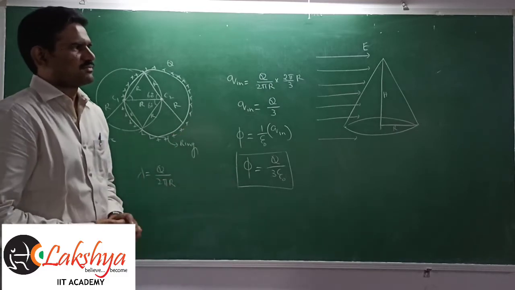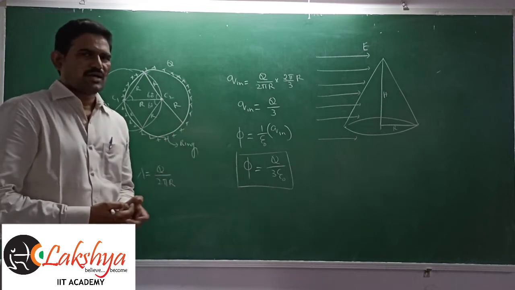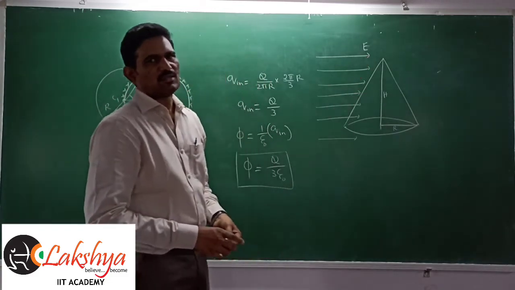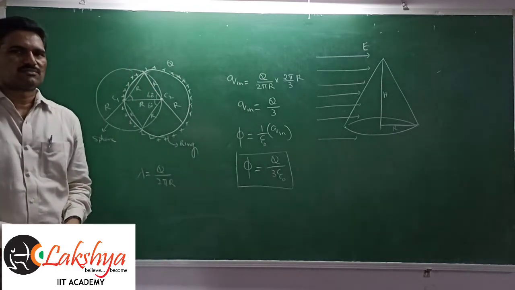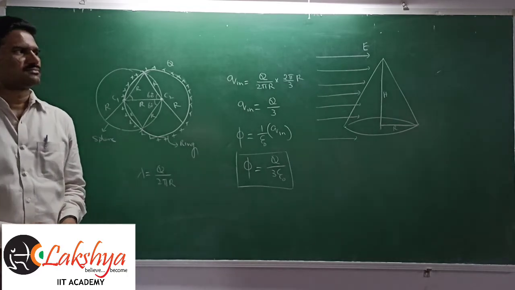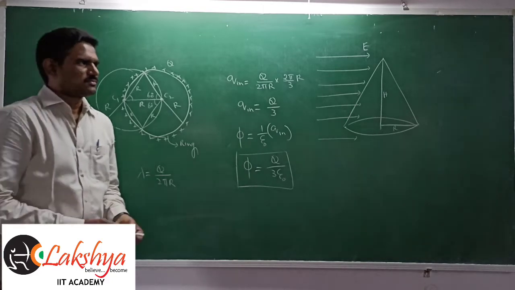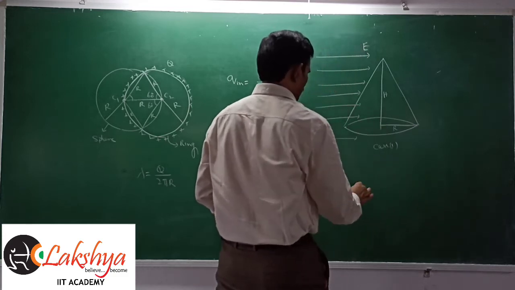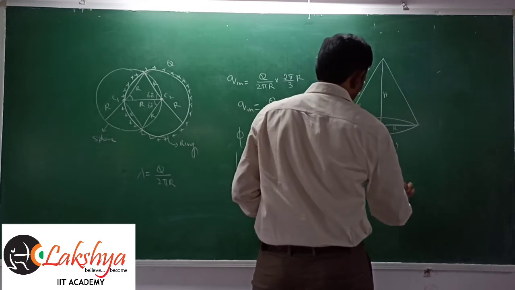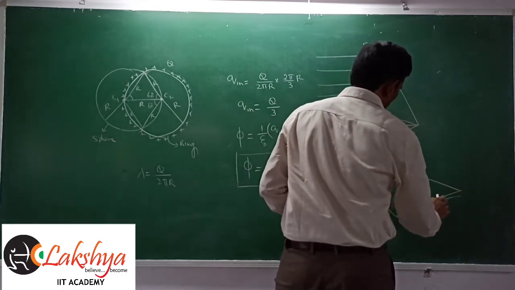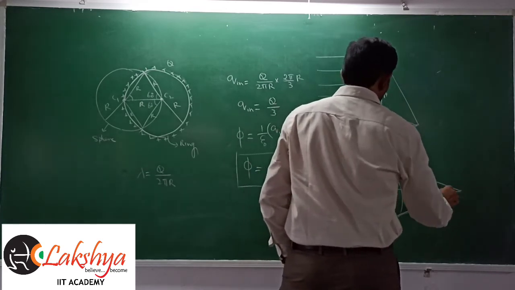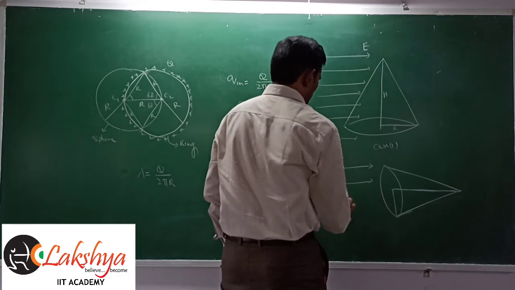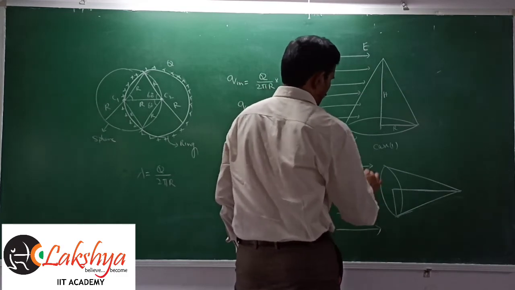A cone of height h and base radius r is placed in a uniform electric field of intensity E, as shown in the two cases. Then what is the flux entering the cone in both the cases?